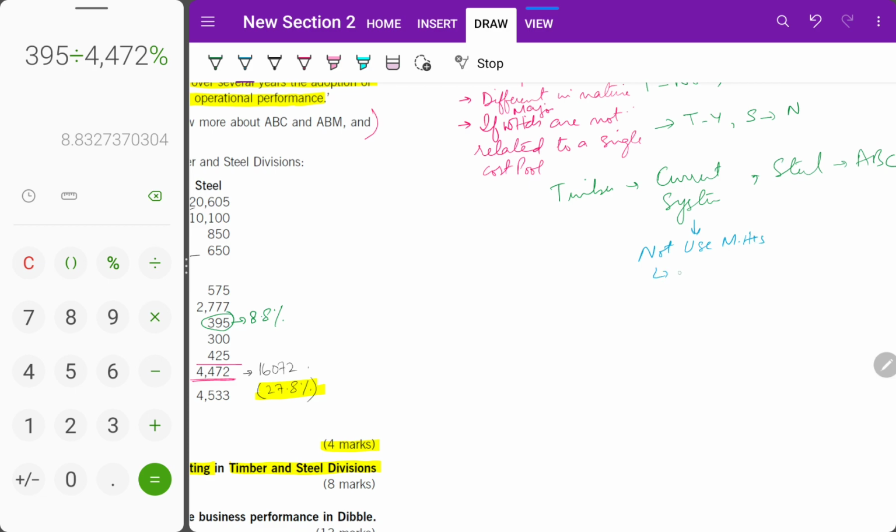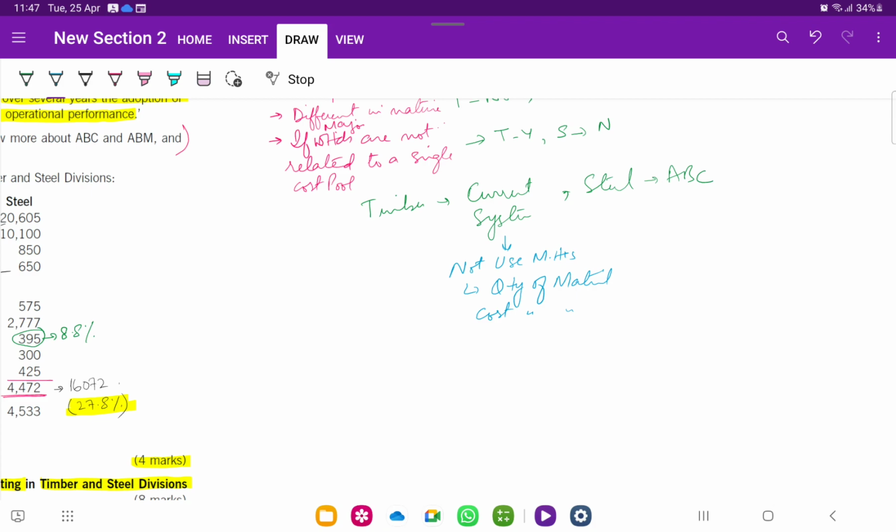Rather, it may use something which is related to store department or storage of machinery, because mostly overheads are related to that. So for that, company can use either a quantity of inventory, quantity of material, or the cost of material, whatever company wants to do, right? So this is basically the end of first part, right?